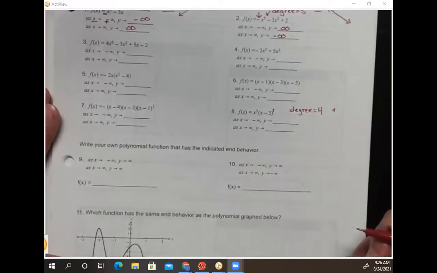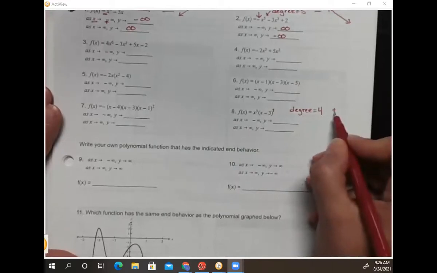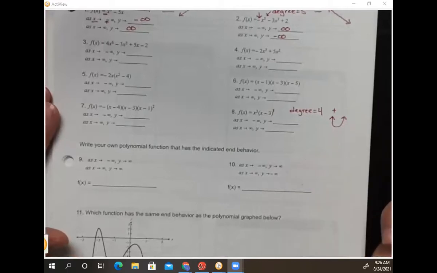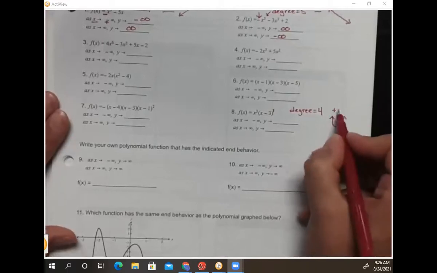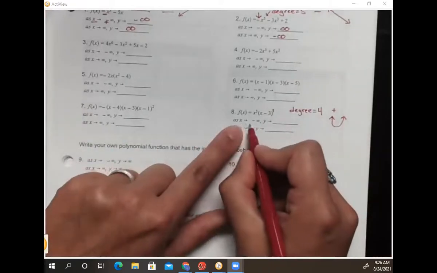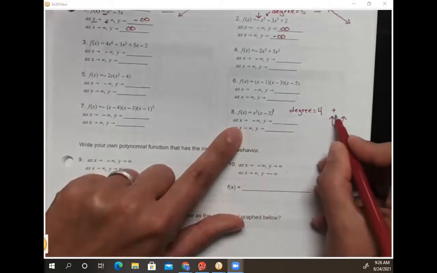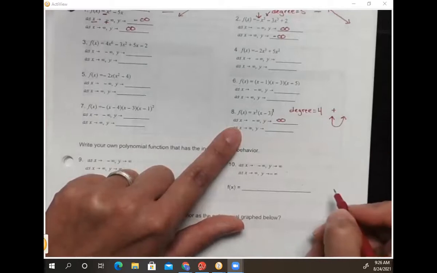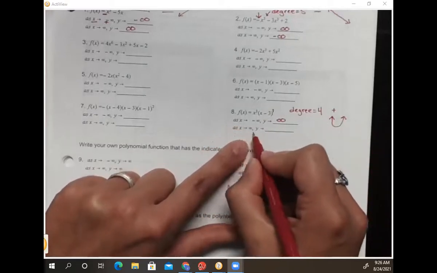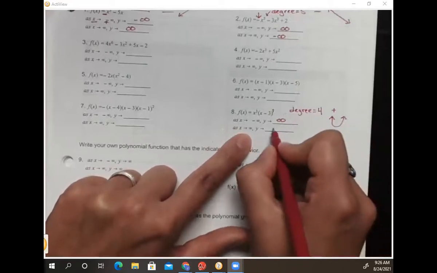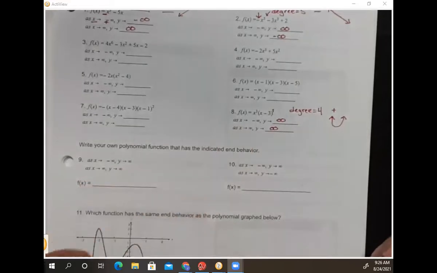When we have even degree, our ends are going to go in the same direction. Since our lead coefficient is positive, they're both going to go up. So on the left side of the graph, this arrow points up. So I'm going to fill in infinity. On the right side of the graph, my arrow also points up. So again, I'm going to fill in infinity or positive infinity.